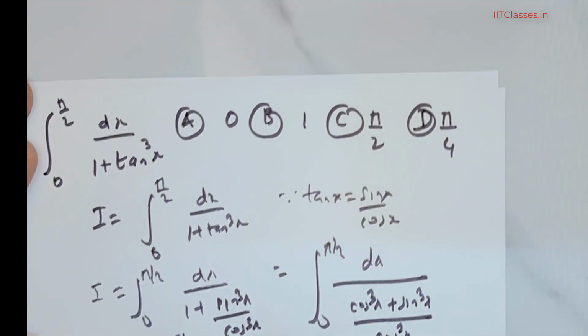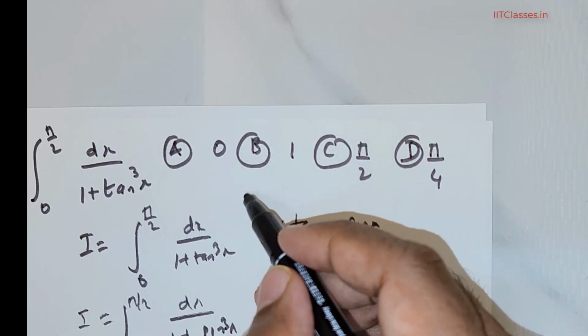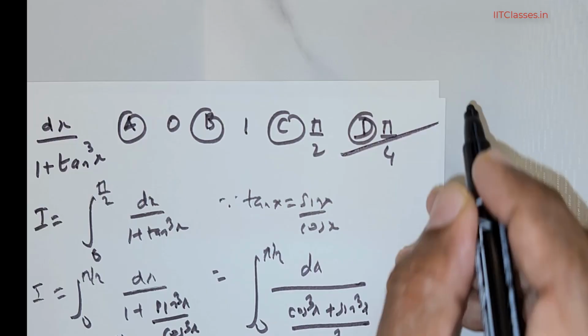So go back and check which of these choices fit our requirement. Is it A? No. Is it B? No. Is it C? No. Is it D? Yes. So that's the right solution.